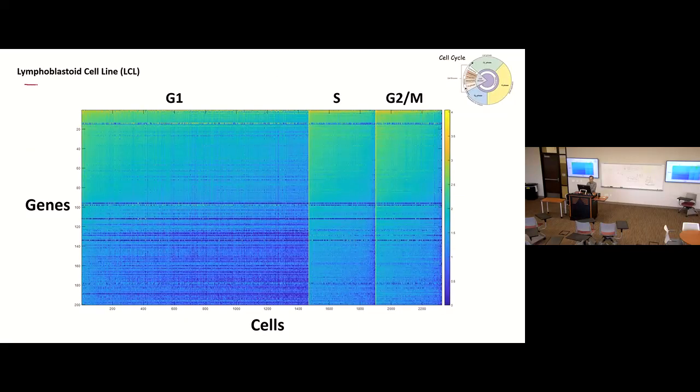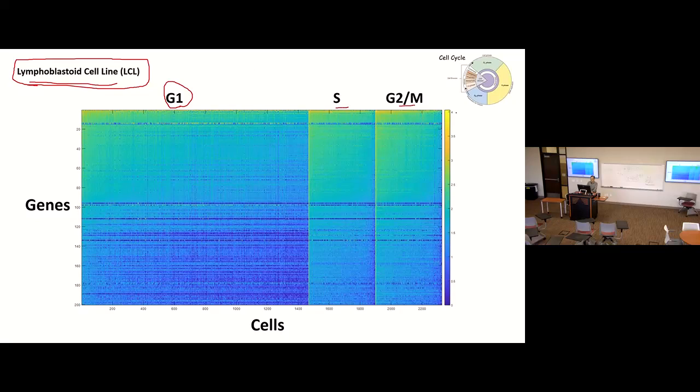So first, using lymphoblastoid cell line as an example, we first look at cells in different cell cycle phases. This is a cell line, so there are no different cell types. They are just lymphoblastoid cells. They are B cell derived. So we have no cell type issues. Everything is homogeneous. And then we look at the cells in the S phase and the G2 phase.